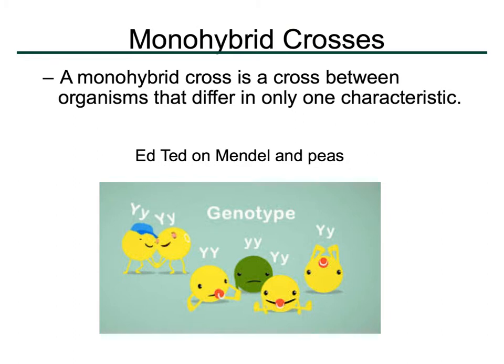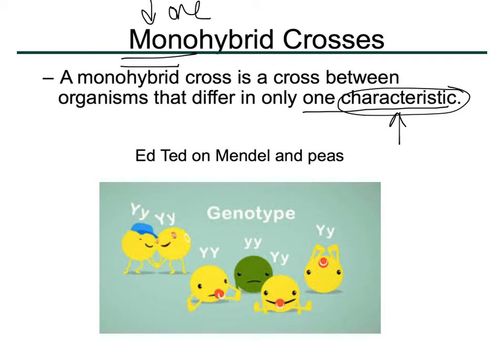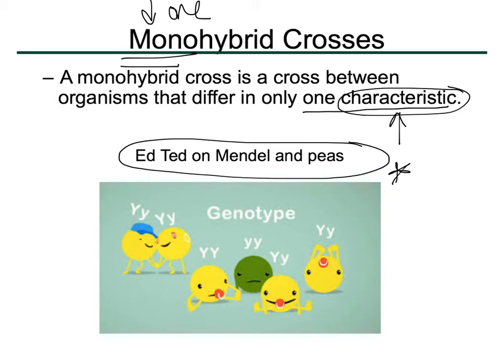So a monohybrid cross is simply a cross between organisms that differ only in one characteristic. And this is one of the things that Mendel did that was different than his predecessors: he looked at one characteristic at a time, whether that be tall versus short, purple versus white. He looked at just one characteristic, mono, meaning one. And this is another video that I will post to the Canvas site, and I think it's worth your time watching, just a couple of minutes, and you can take a look at Mendel's peas.